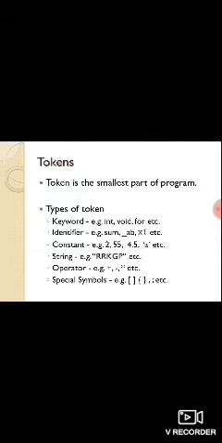Now come to operator. Operators are symbols that trigger an action when applied to C variables and other objects. The data items on which the operator acts are called operands. For example, plus, minus, etc. And there are also some special symbols, opening and closing brackets, semicolon, comma, etc.